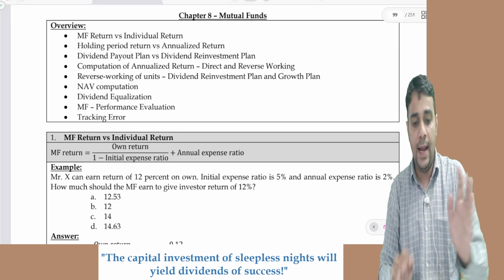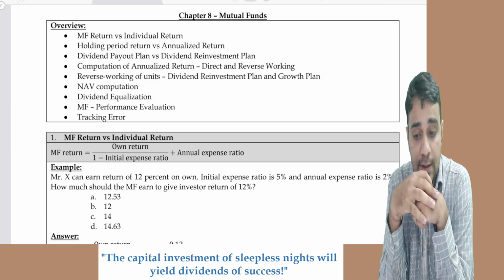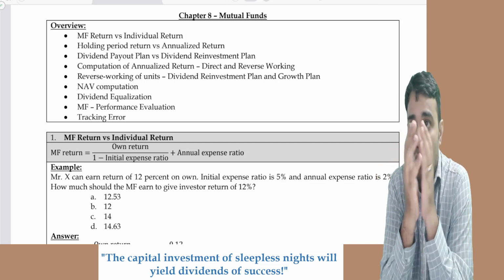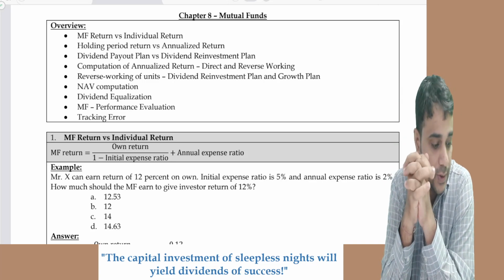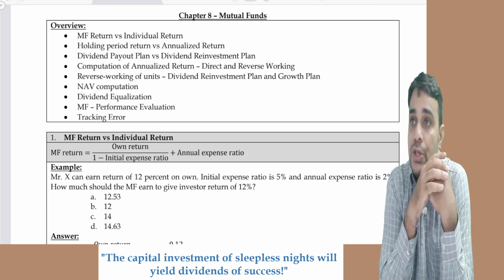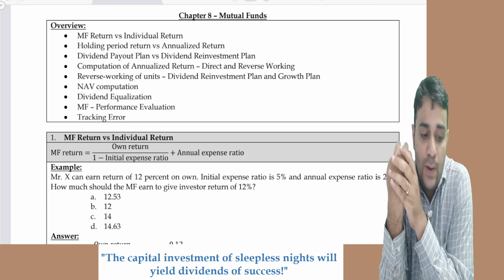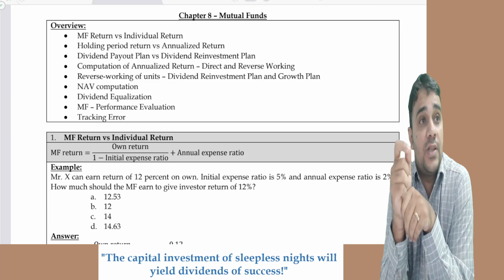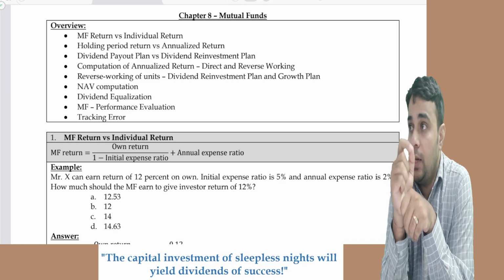Okay, Mr. X can earn a return of 12% on his own. This is the concept book. If you want, you open it; wherever you want, you open the book, otherwise refer to the screen. Initial expense ratio is 5%, annual expense ratio is 2%. How much should the MF earn to give the investor 12%?